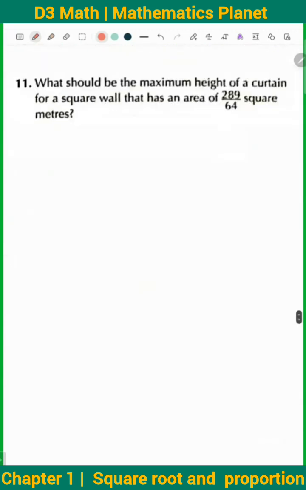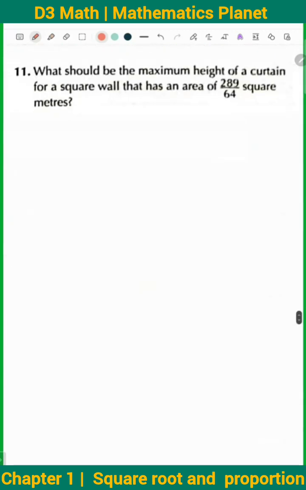Okay, what would be the maximum height of a curtain for a square wall that has an area of 289/64? So you know the area is given as 289 divided by 64. So can we write it like this: 289 divided by square root of 64? And what is the square root of 64? 8. So it means the denominator is solved. Only the numerator is left to solve.